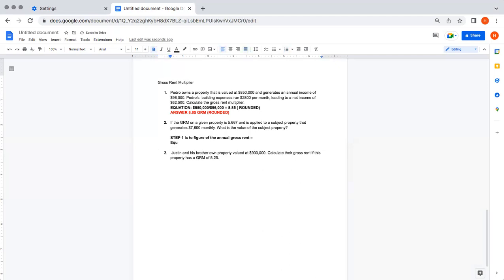Equation that equals, what is the monthly rent? We got a property that's spitting out $7,600 a month in rent, and then we know there's 12 months in a year, so we're going to take that times 12, and that's going to equal our number. That equals, let's see what it equals.